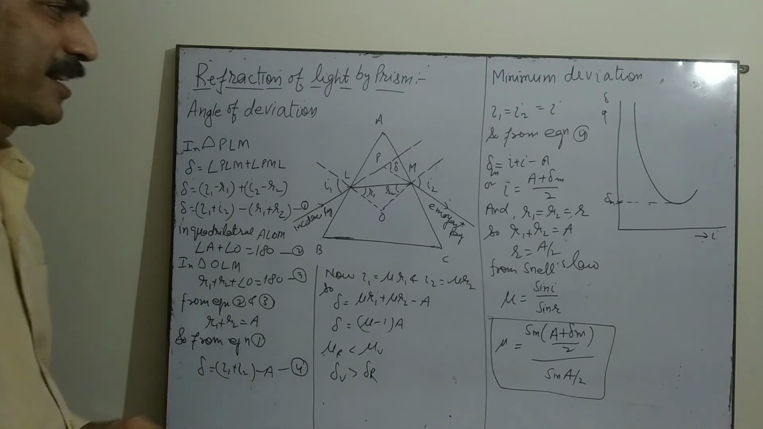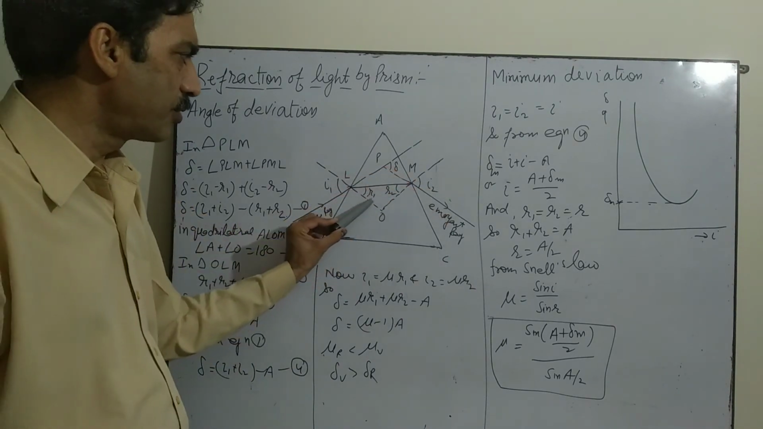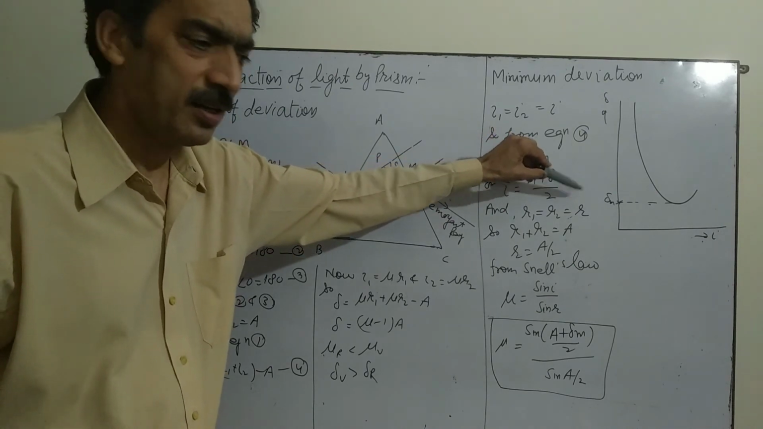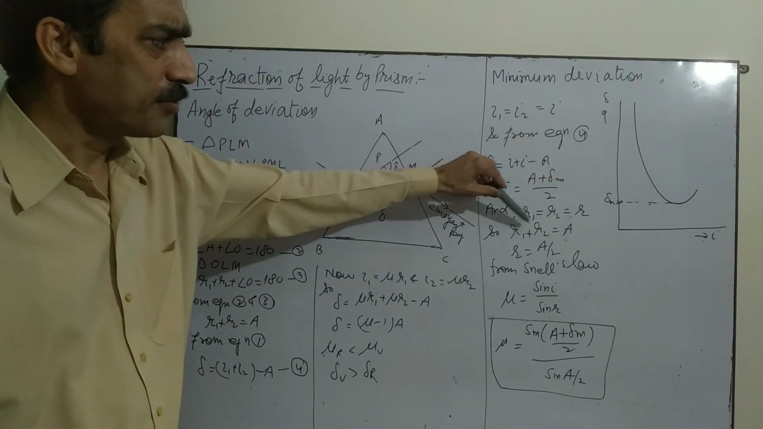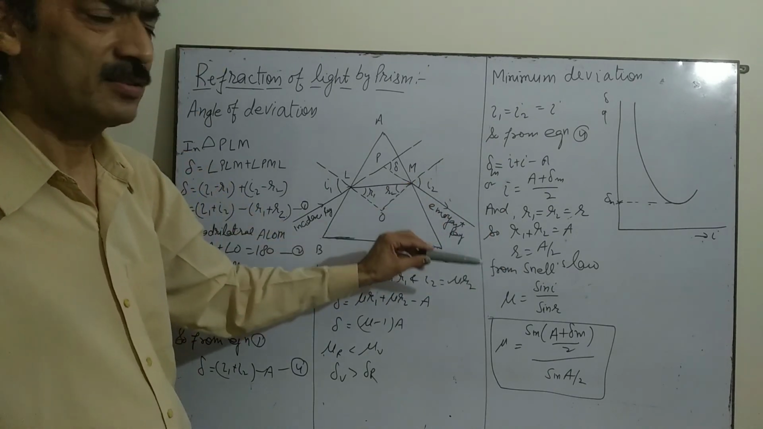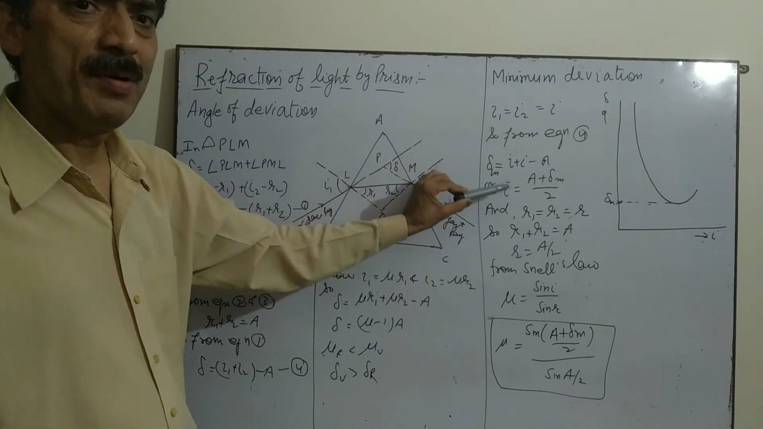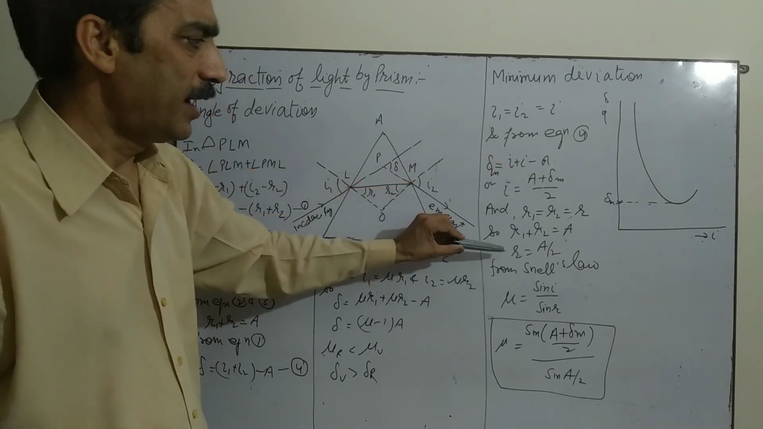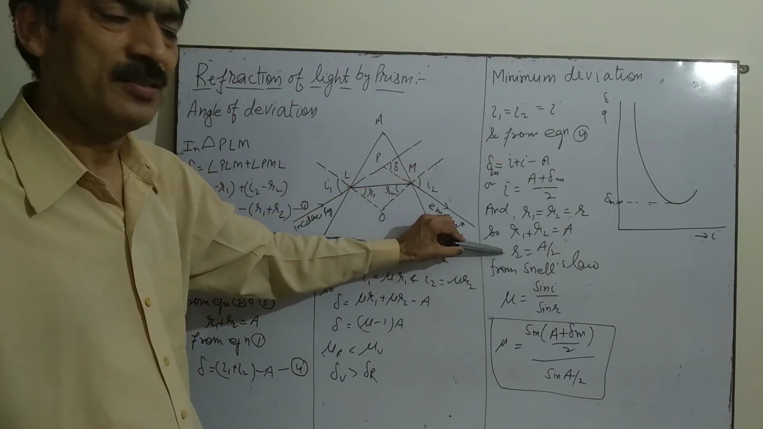Now, the second condition, R1 is equal to R2, say R. So, R1 plus R2 is equal to A, or R is equal to A by 2. These are the conditions of minimum deviation. I should be A plus delta M by 2 and R should be equal to A by 2.